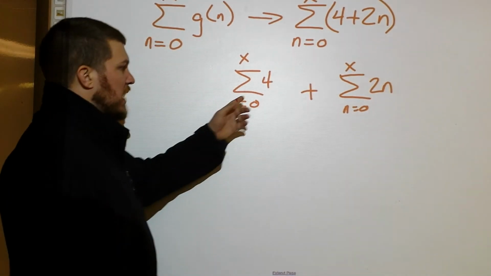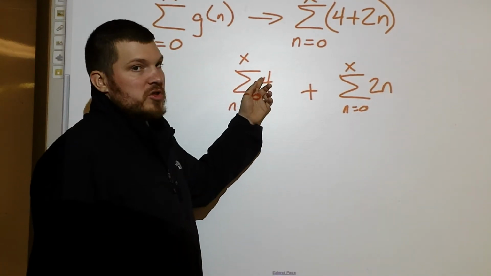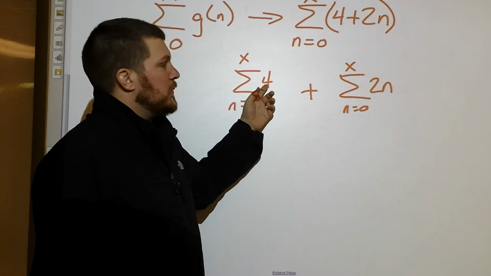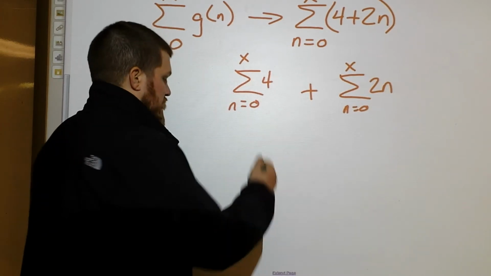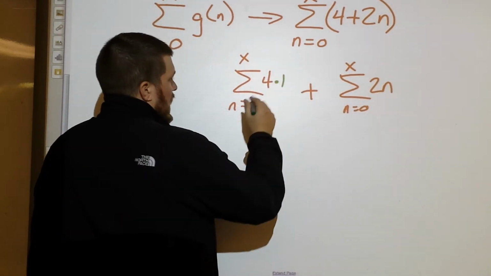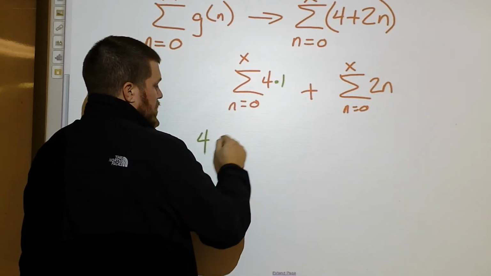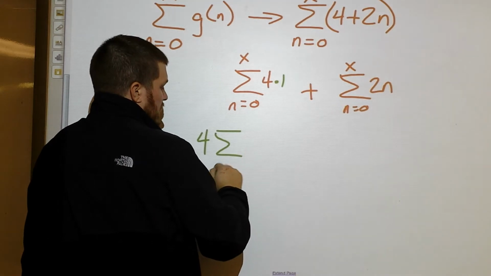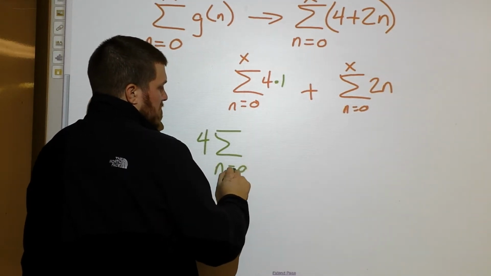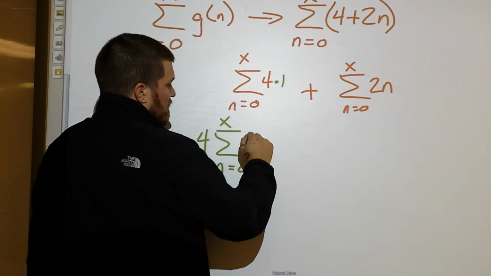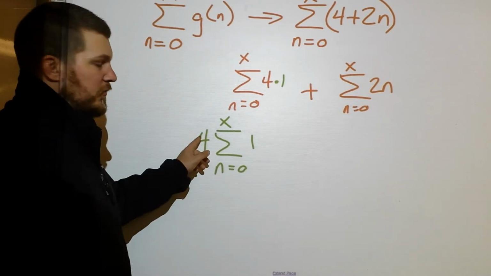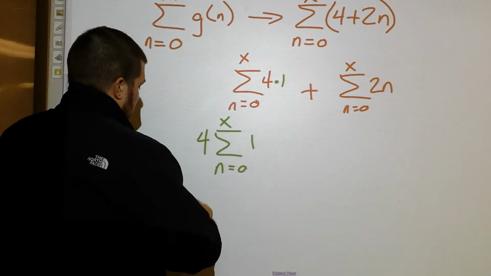All right, I don't have a rule for adding up a bunch of 4s, but I do have a rule for adding up a bunch of 1s. So I need to rewrite 4 as 4 times 1. And then 4 can be thought of as a coefficient, so it gets to come on the outside. So 4 sigma of n equals 0, that's our starting position, to our ending position of 1. Again, 4 is a coefficient, so it's just going to keep coming down.